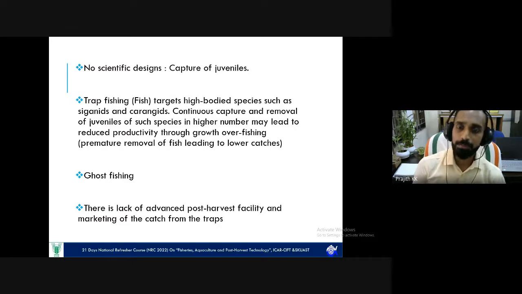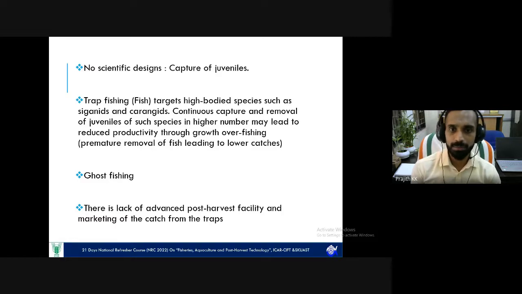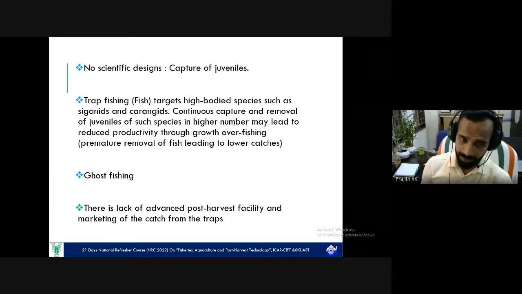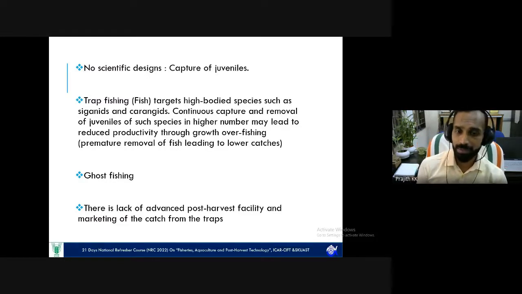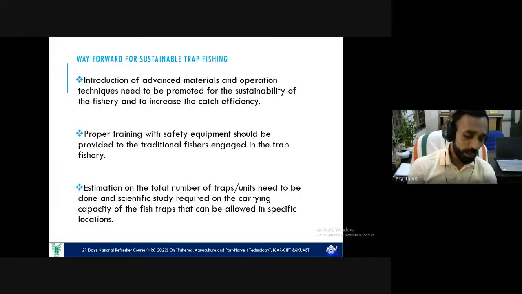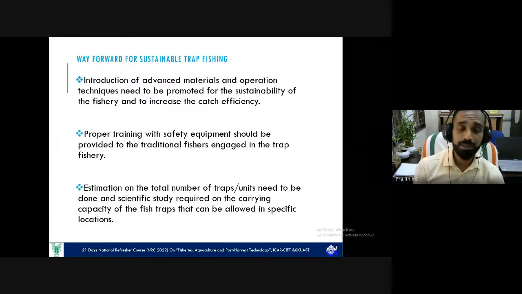So the capture and removal of juveniles of that kind of fish in large number will lead to reduction of the stock of the particular species. Coast fishing we have already discussed in detail, and lack of advanced post harvest facility, and there is a market tie-up that is also needed. Then what we can do, we are coming to the end of the session.